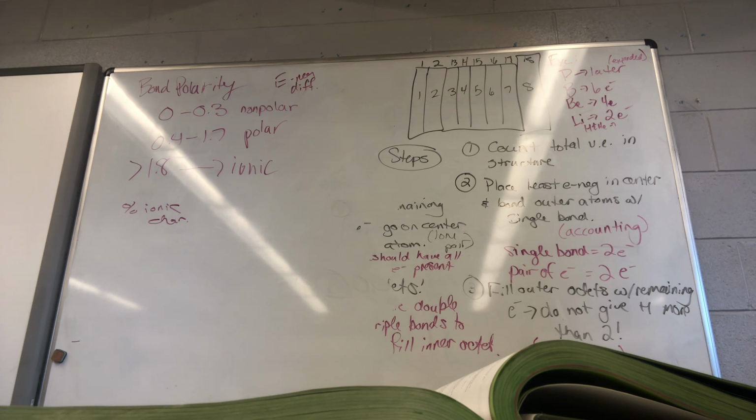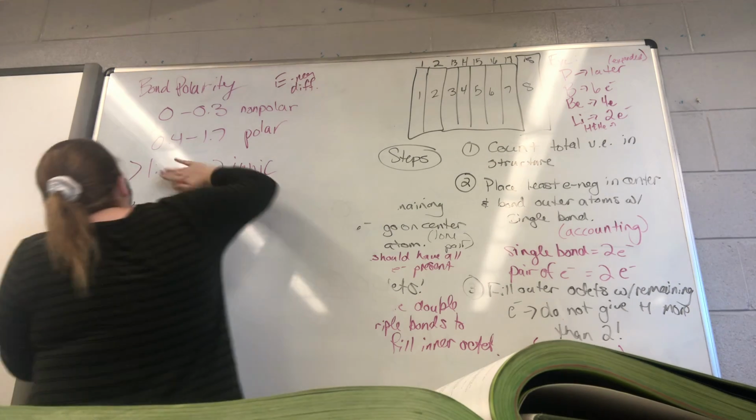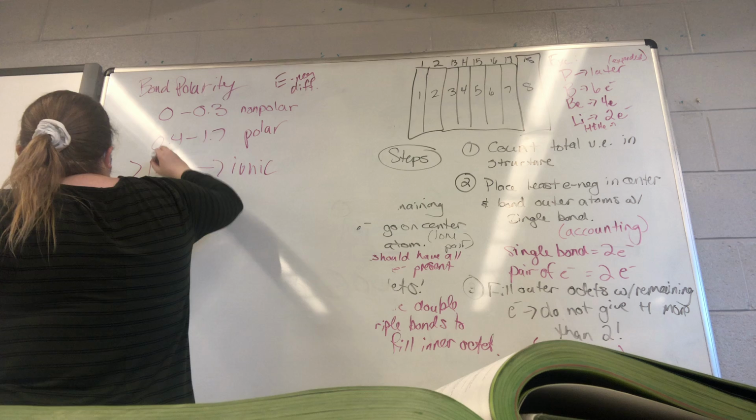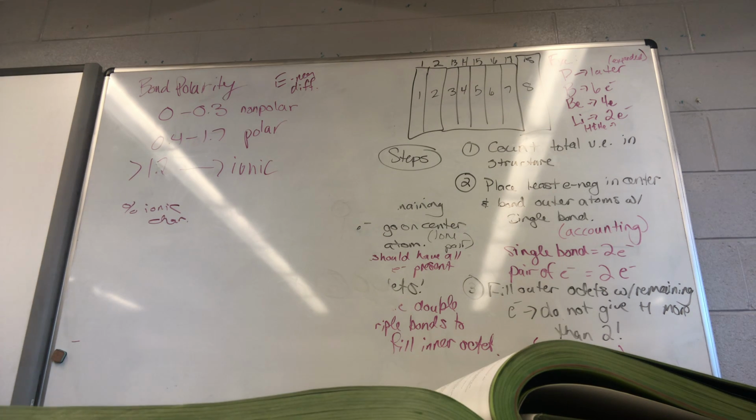Is the 1.8 included in ionic? So 1.8 or greater, yep. Sorry, should I put greater than 1.7? Is that how math works? Oh, I don't do math, I do science, right? Anything that's greater than 1.7, so 1.71 would be ionic.